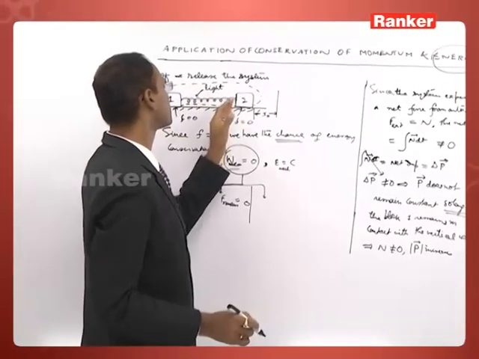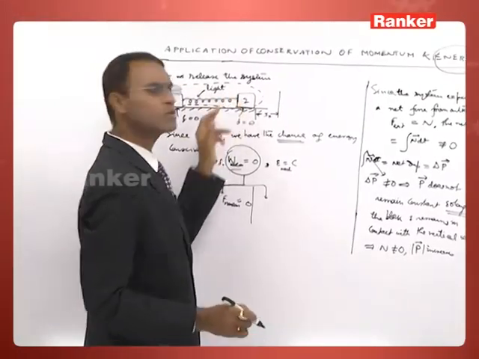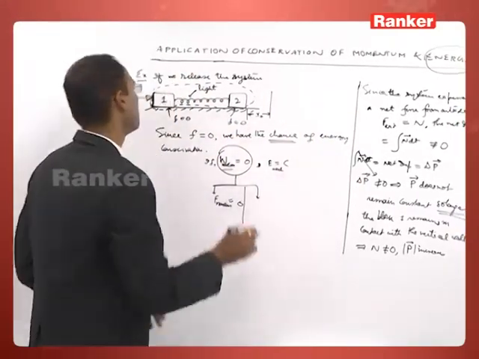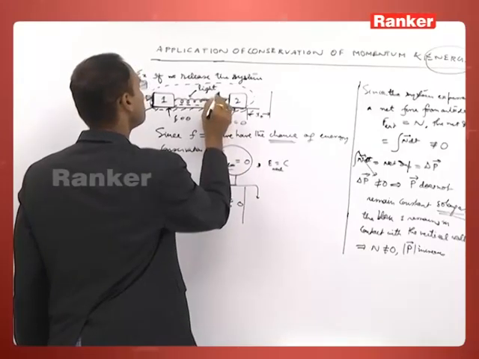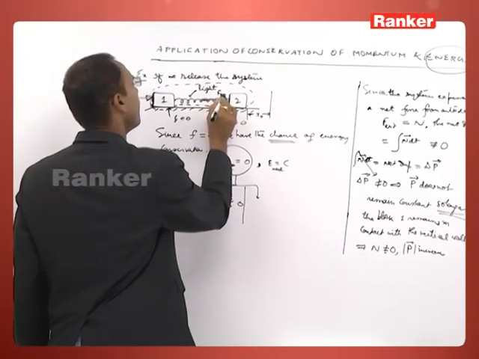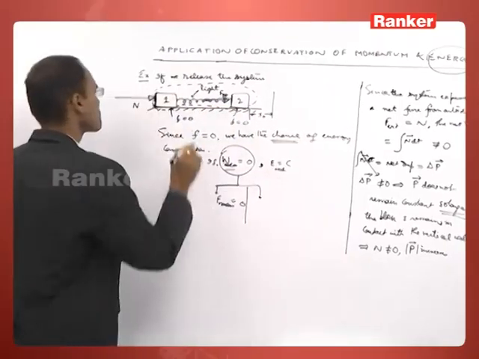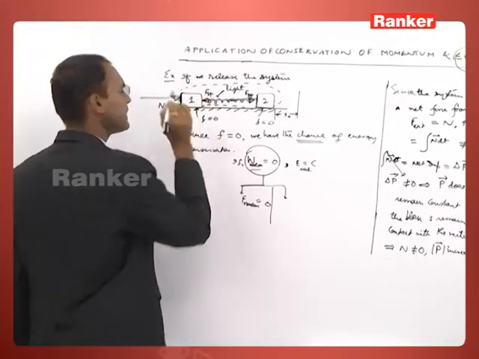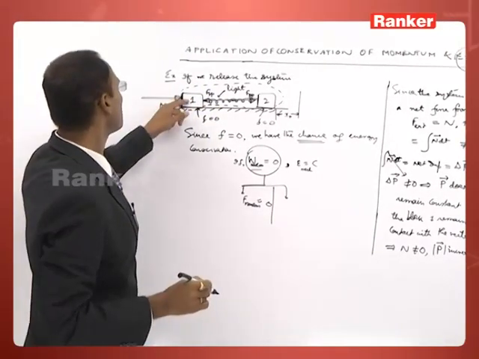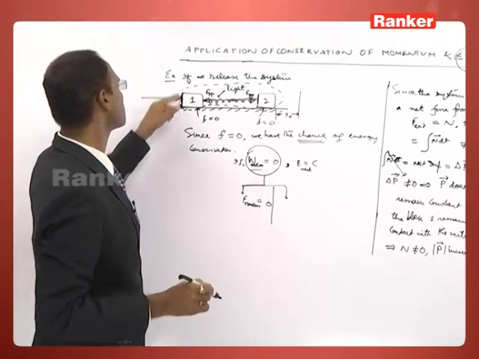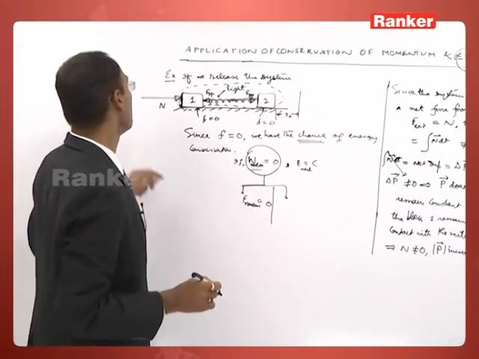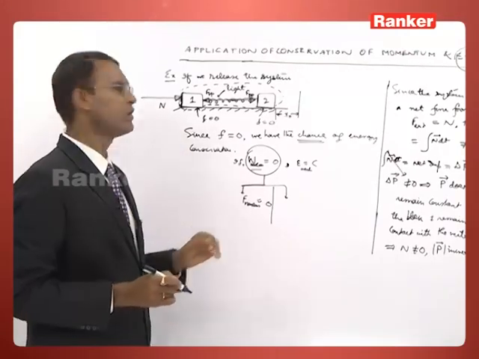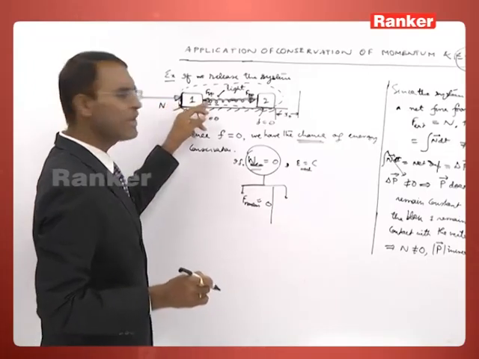As a result, the block 2 will start moving towards right because the spring force will push the block towards right. The spring force will push the block 1 towards left, but the block 1 cannot move because it is constrained by the vertical wall. Vertical wall is a rigid wall. It can give any amount of force to nullify the spring force.